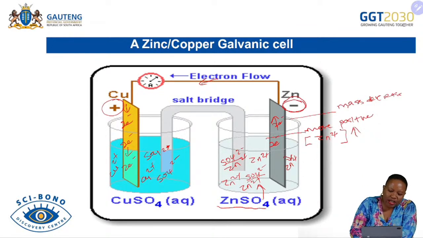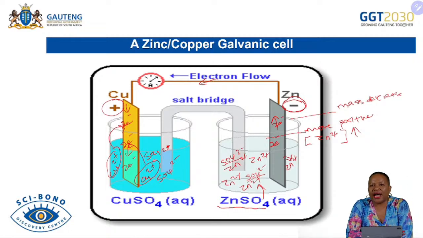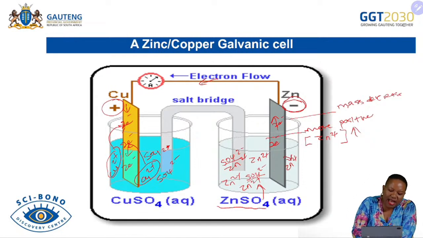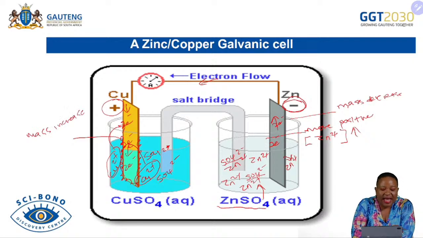Then inside the electrolyte, remember, we have positive copper ions. So the positive copper ions will be attracted to the negative electrons that are coming from zinc. And immediately when they accept those electrons, they start to become what? To become copper. And where will that copper be forming? It will be forming on top of the copper electrode, making the mass of our cathode increase. So the mass of the anode decreases and the mass of the cathode increases.